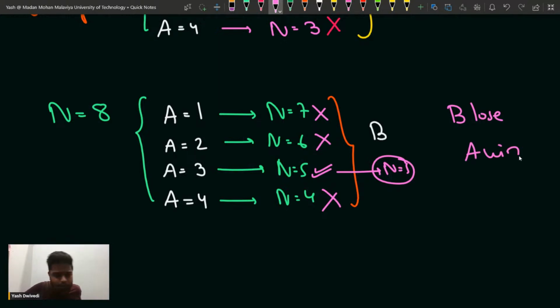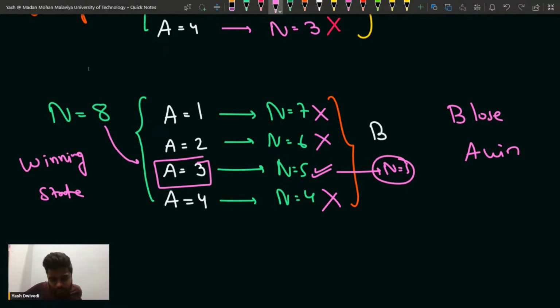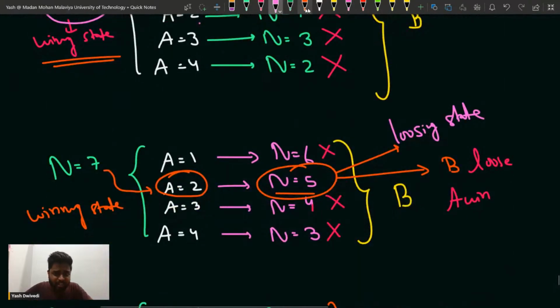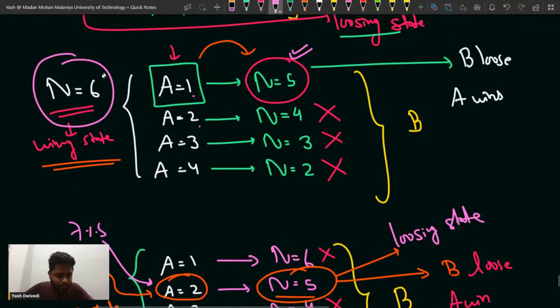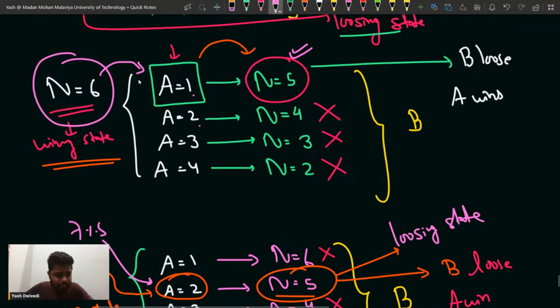A will win. So a player who starts with 8 is in a winning state. And how many stones does A need to pick? A needs to pick 3 stones, and you can observe the relation is nothing but 8 modulo 5. By now you must have observed the number of stones that need to be picked is nothing but 8 modulo 5. For 7, A was picking 2 stones, so that is nothing but 7 modulo 5. And A was picking 1 stone, so that is nothing but 6 modulo 5.